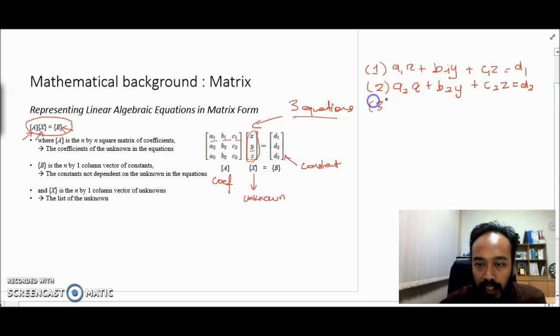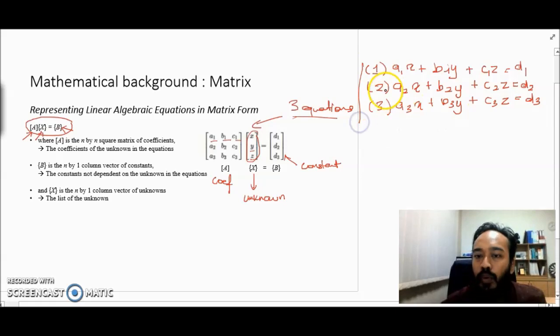And finally, the third equation would be A3 X plus B3 Y plus C3 Z equals D3. So here we have the three equations with the 3 unknowns X, Y, and Z that are to be solved. So written in matrix form, it would look like such.